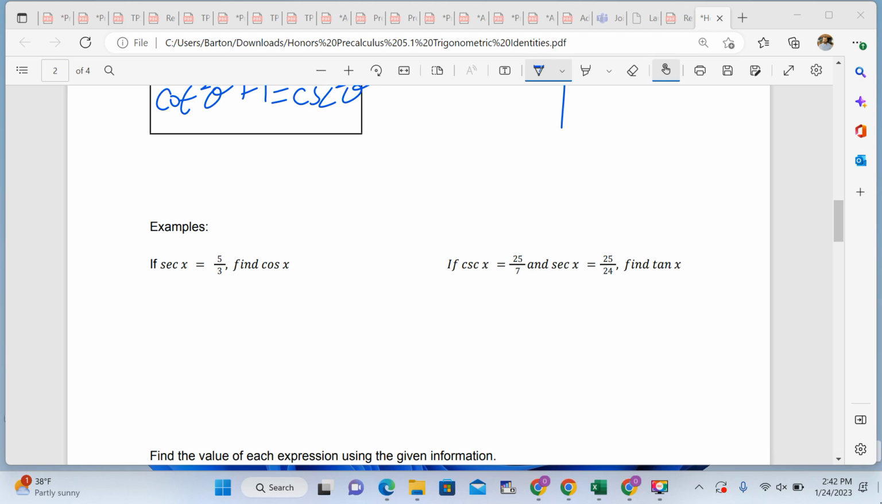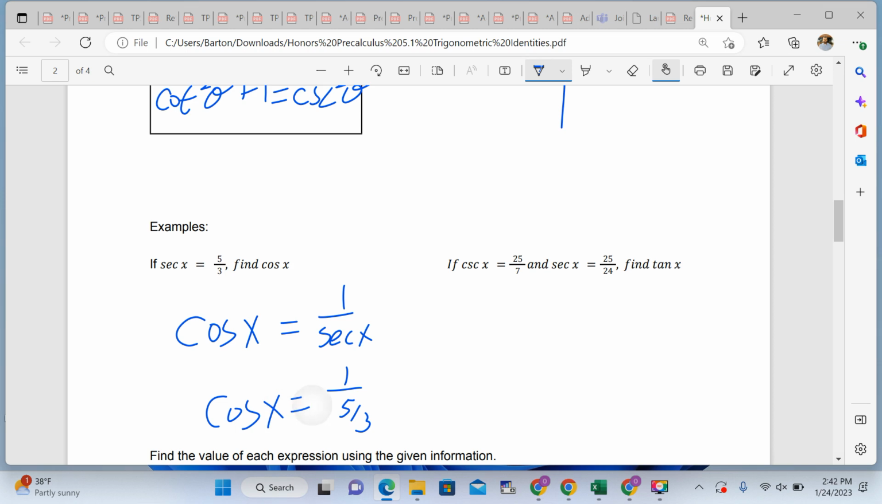First, secant x is equal to 5 over 3. Find cosine x. So, as you're aware, cosine is the reciprocal of secant. So just flip it. Right? So cosine is equal to 1 over secant x. And secant x is equal to 5 over 3, which will get you 3 over 5. There's your answer.